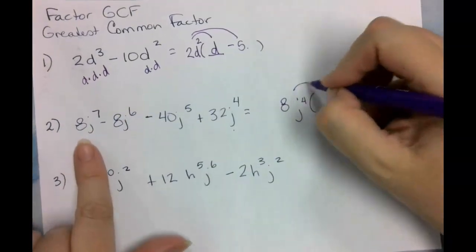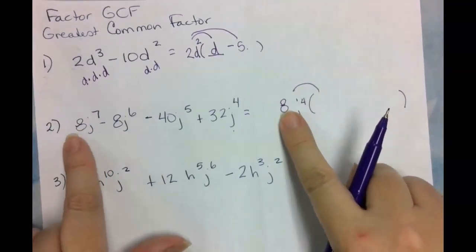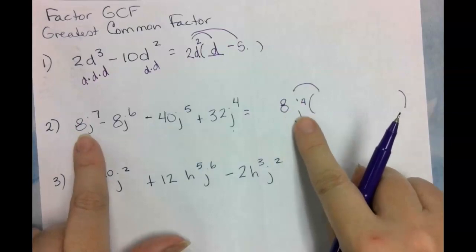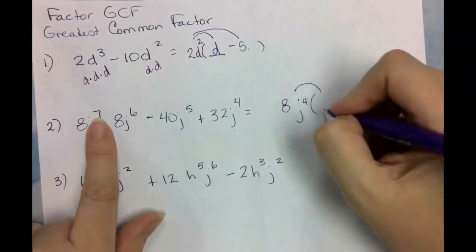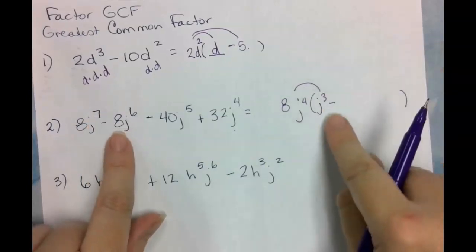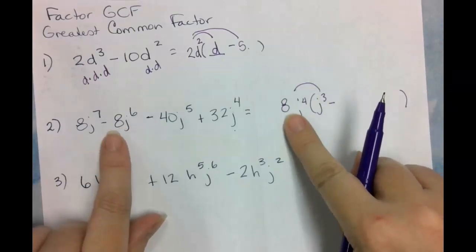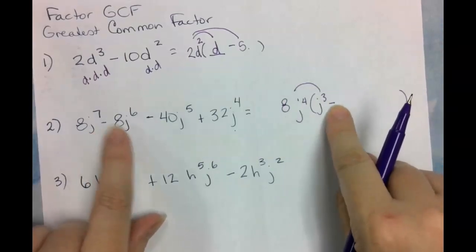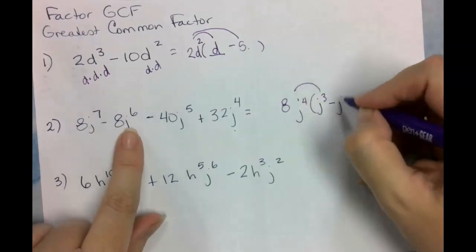what do I need to multiply times this to get this here? Well, it's already got the 8, and it's already got 4 j's, so I need 3 more to make this many over here. Okay, my next one. What do I need to multiply times this to get this one? Well, it's already got an 8. I put the negative sign down already, and I've got 4 j's here, so I need 2 more j's on this side.